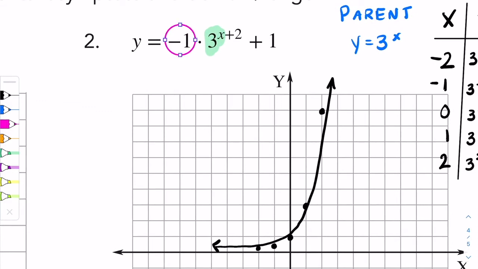Our first transformation is this value right there, so it's an A value of -1. That would be a reflection across the x-axis. I know it's across the x-axis because of its location. If the negative sign was with the value of x, then it would be across the y-axis, but it is not. So this location indicates a reflection across the x-axis. And it's just a value of 1, so there's no stretch or shrinking there. It is just a reflection.